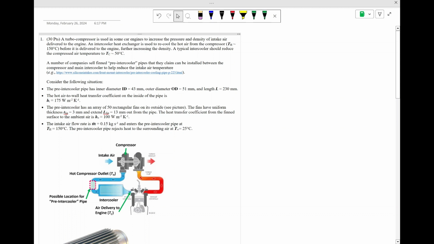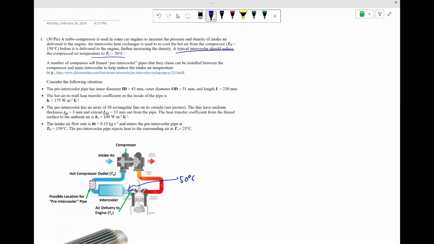Next question. We're looking at this cooling system for a car with a turbocharger in it. We've got a turbo compressor, and that's essentially increasing the pressure and density of the air that's going into the engine in a car. And what you're often going to have is an intercooler or a heat exchanger that's going to cool down that air a little bit before it reaches the actual engine intake. So the idea is that if this intercooler is working correctly, it should bring the compressed air temperature down to about 50 C right before it goes into the actual engine.